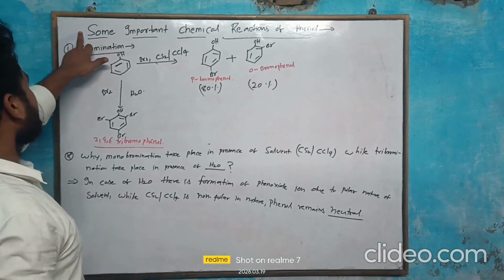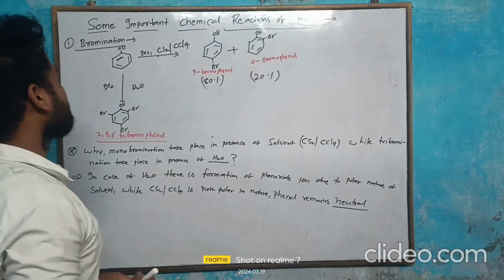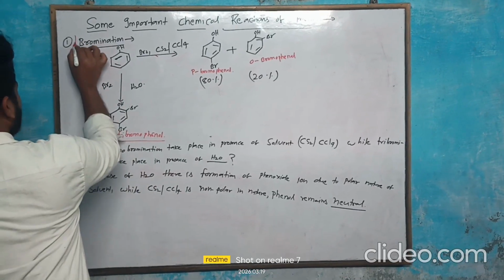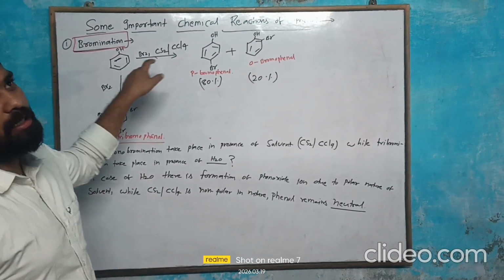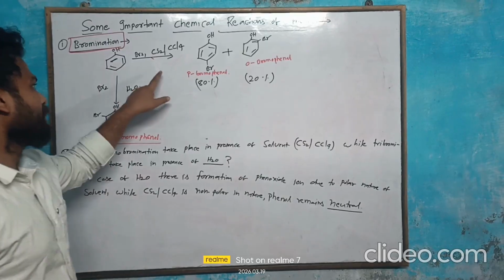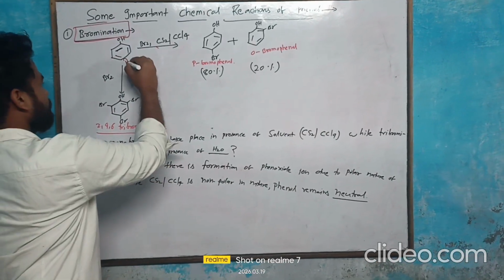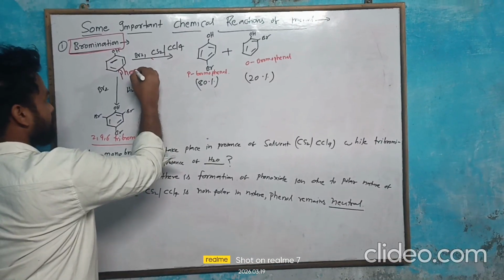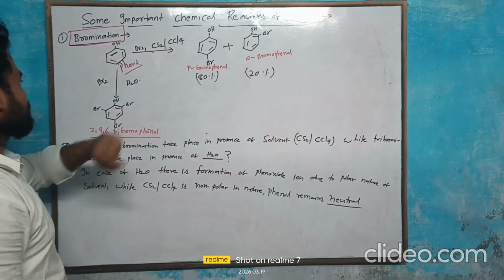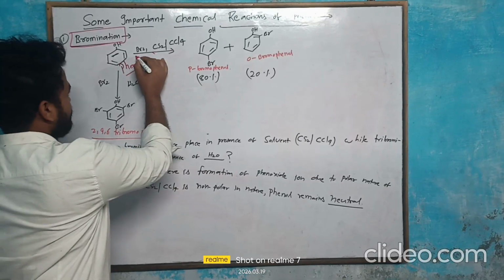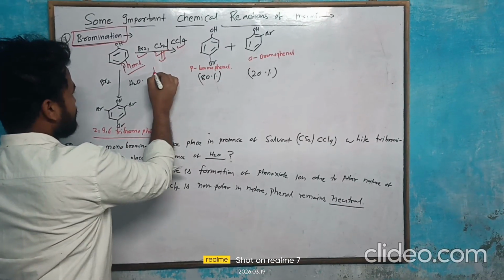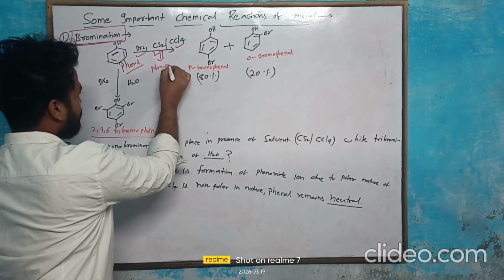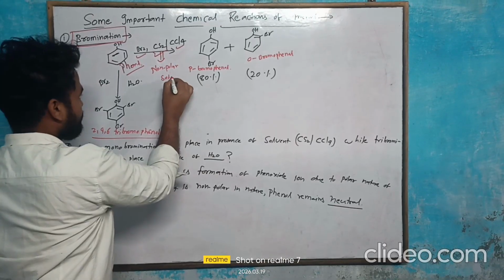Next, I am going to discuss some important chemical reactions of phenol. First reaction is bromination. From the word bromination, it is very clear that we are going to add bromine on phenol. This is phenol. I have taken two reactions. First is bromine in presence of CS2 and CCl4. These are non-polar solvents.